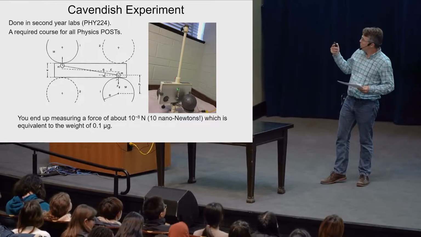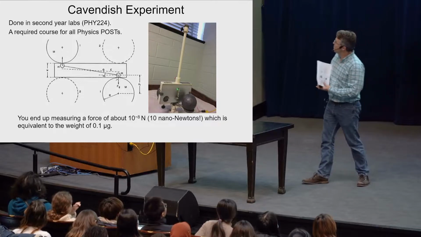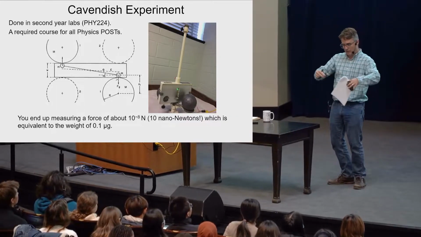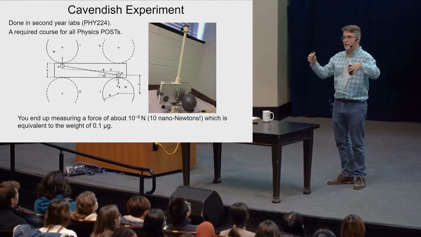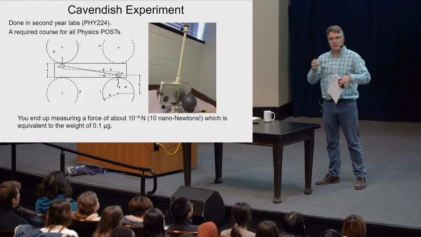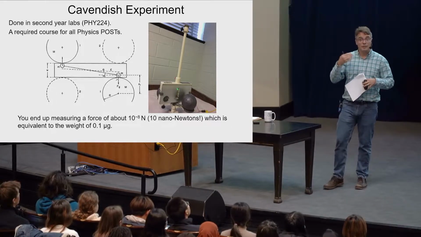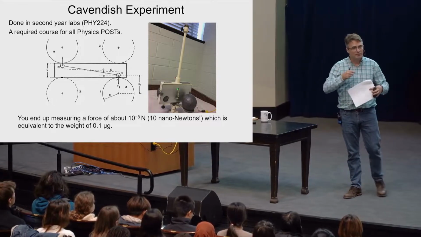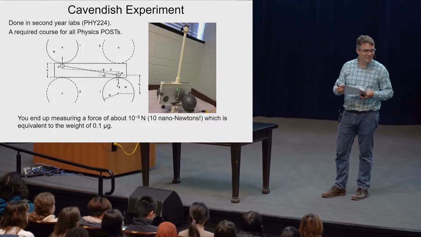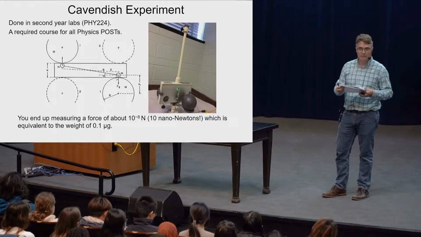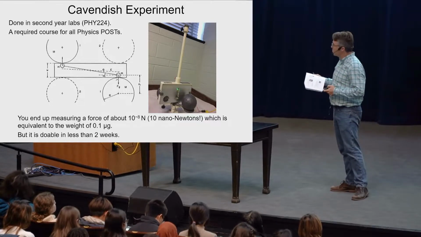There are two big lead balls, and two smaller lead balls inside the apparatus, hanging on a little pendulum on a torsion wire. They oscillate back and forth, and depending on the orientation of the big lead balls, they settle to a different equilibrium location because of the gravitational attraction between the balls of lead. So you're measuring a force of 10 to the minus 8 newtons, around 10 nanonewtons. Very, very small, and it takes around 2 weeks to do it.